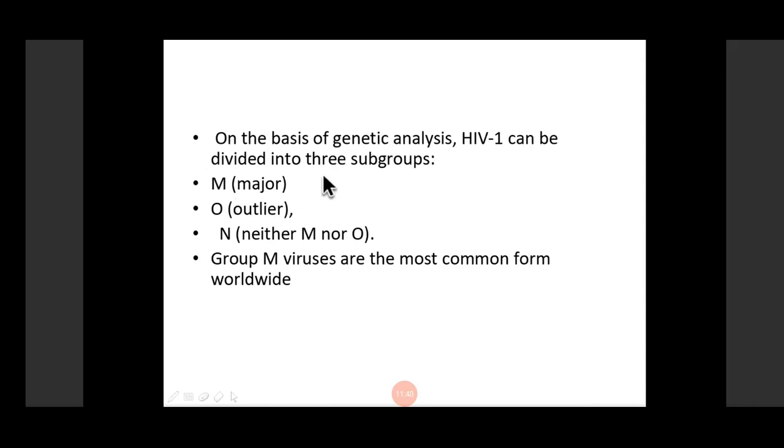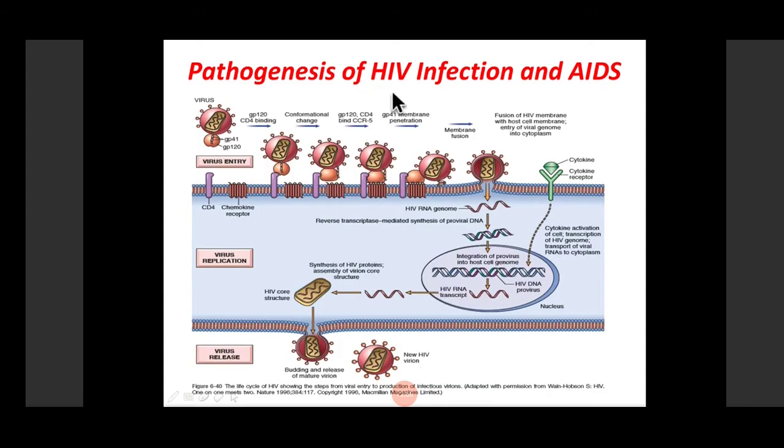And on the genetic basis, HIV-1 can be divided into three groups: M is the major, O is the outlier, and N is neither M nor O. Among HIV-1, the M or major type is the most common. So this division is on the basis of genetic analysis. Okay, viral genes. Now coming to the pathogenesis of HIV infection.